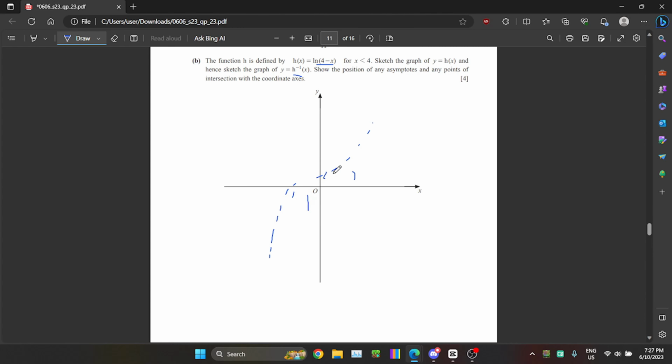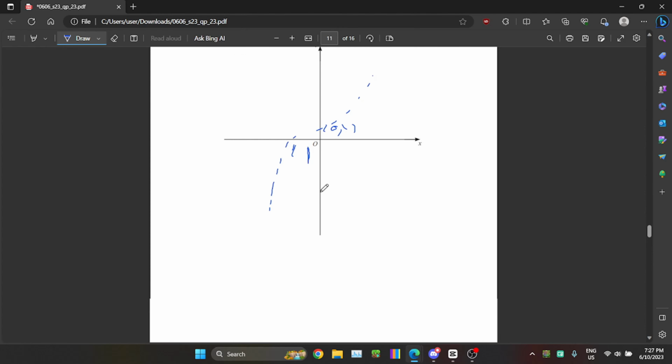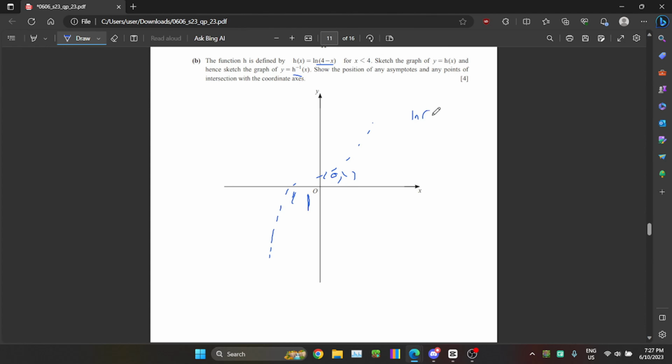For the y value, just put x is 0 in here and see what you get. And for the x value here, just make this equal to y. Oh, I should teach you this. Let's say ln(4 minus x) equals 0, right? If you bring the ln over, ln becomes e. So e to the power of 0 equals 4 minus x. Then you just solve this. It's so simple.